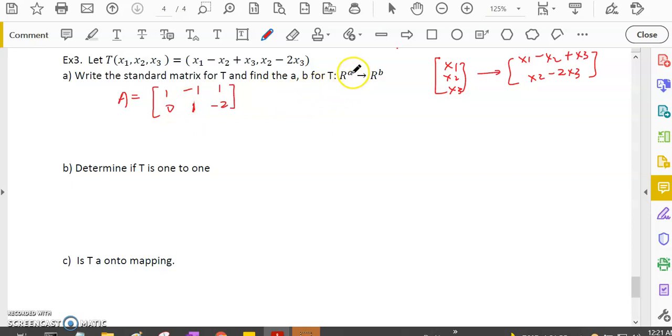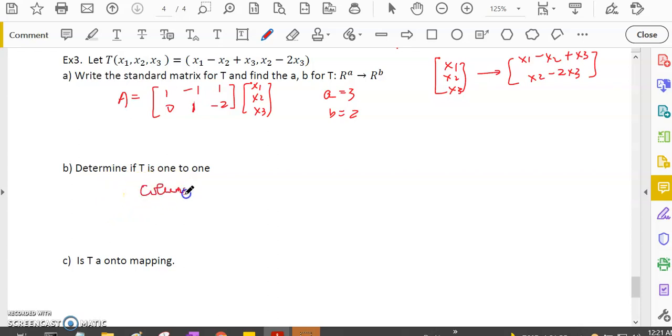And then what do I transfer? My input is x1, x2, x3, just like what they specify. So my A must be 3. And what is my B? B is 2, because my columns are just 2 entries each. Determine if T is one-to-one. So one-to-one means the columns are independent.